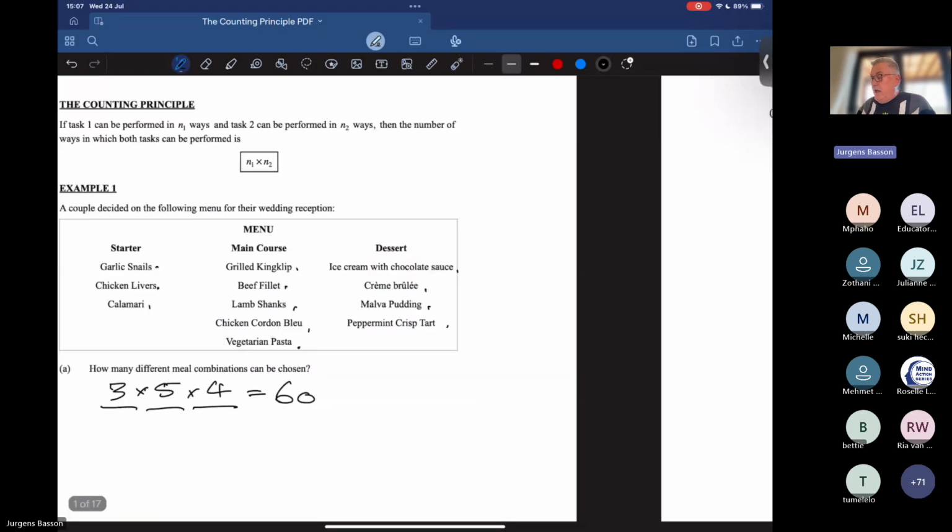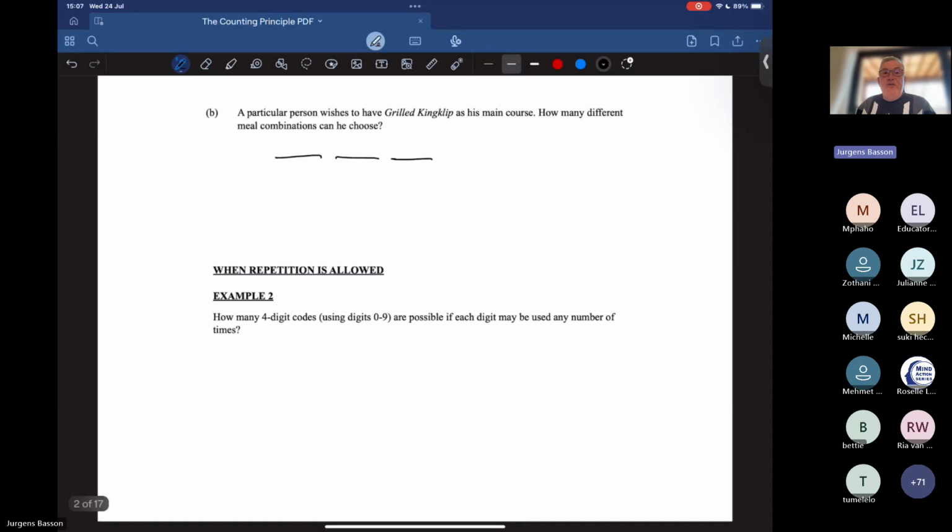So I believe you will agree with me that my main course now has only one possibility, namely grilled kingklip. We call that a restriction. And we do that first. And now we add the rest. And this is still 3 for the starter and 4 for the desserts. And if we multiply, there will be 12 menus.